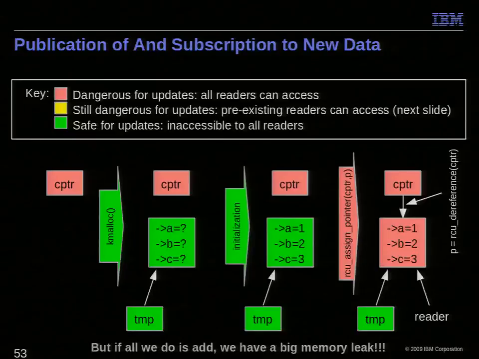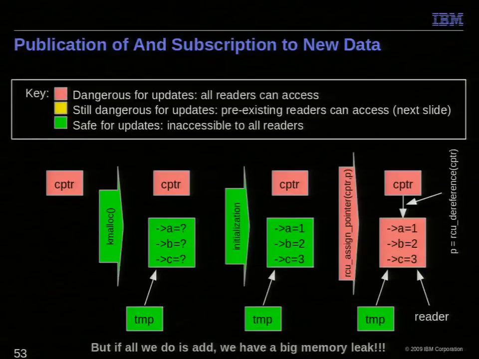And so this is the same diagram we saw before. The only difference is that instead of cptr equals p, we've got rcu_assign_pointer there. And instead of p equals cptr, we've got the rcu_dereference here. So let's just do it.